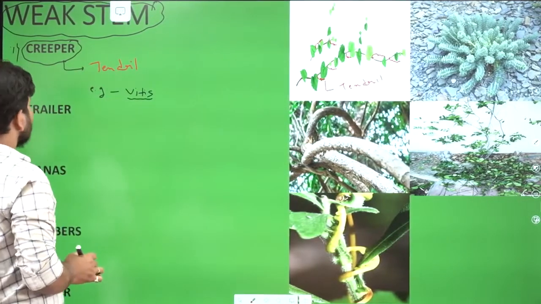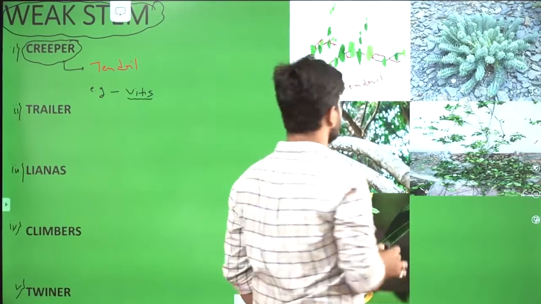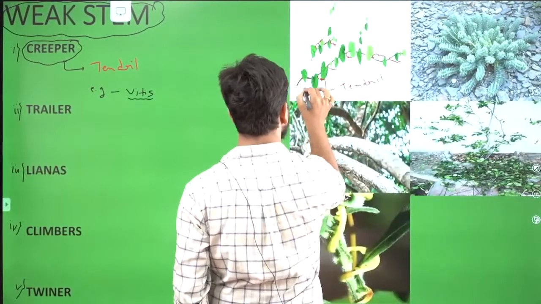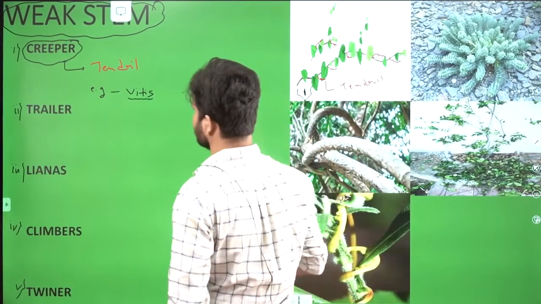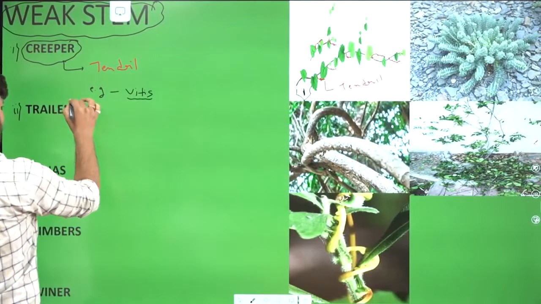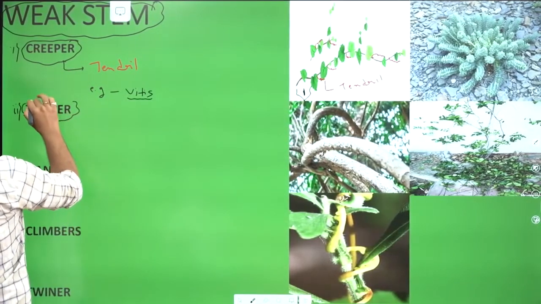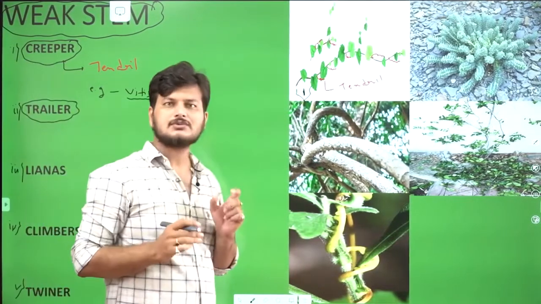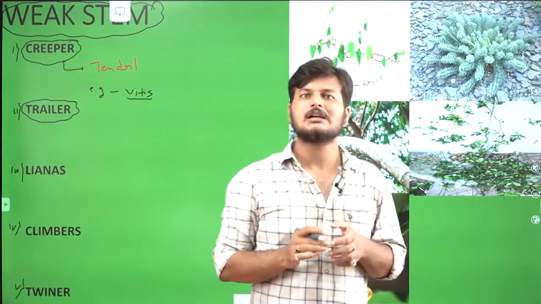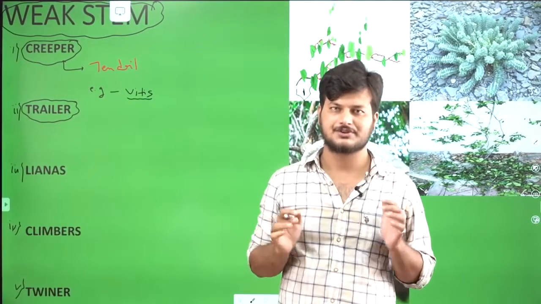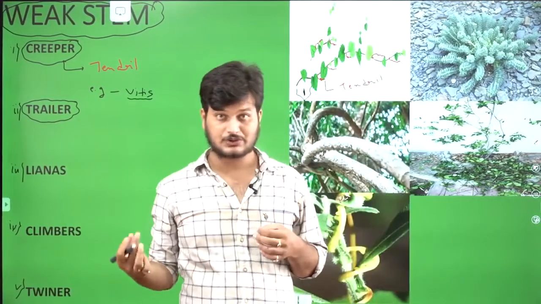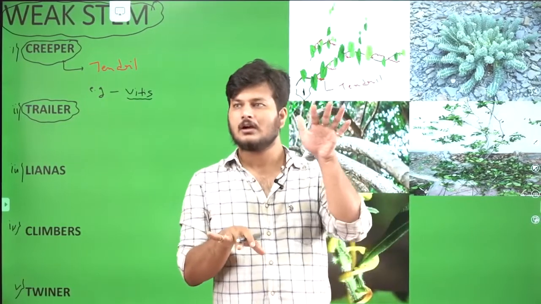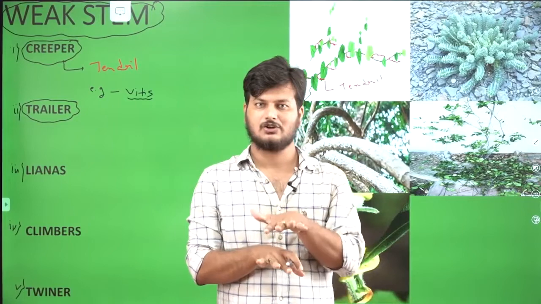Let us discuss the second example. This one was the first, let me write it. The second one is trailer. Trailer is also something like creeper, but there is a huge difference: trailer doesn't have any roots, adventitious roots or tendrils. That's why it simply lies upon the surface, the soil surface.